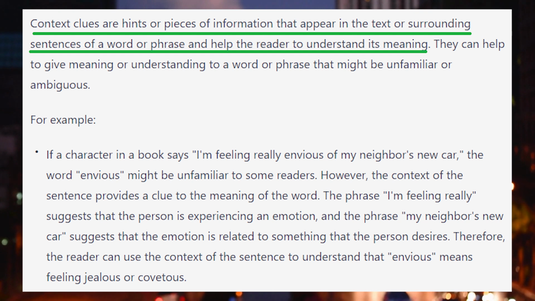The phrase, "I'm feeling really," suggests that the person is experiencing some kind of emotion. And the phrase, "my neighbor's new car," suggests that the emotion is related to something that the person desires or wants. Therefore, the reader can use the context of the sentence to understand that envious is a word that means feeling jealous or covetous. They really want this car.